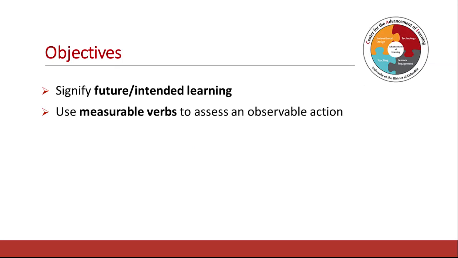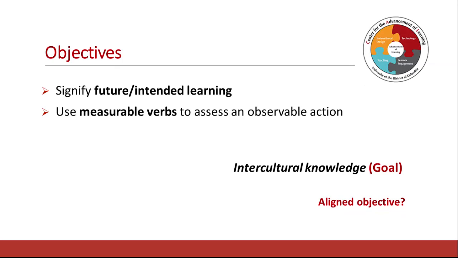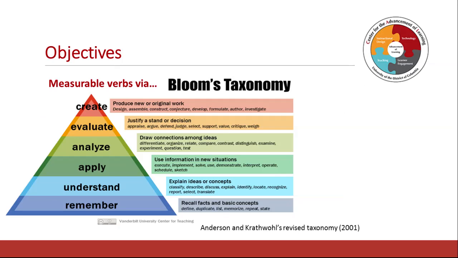Let's now turn to objectives, which are more specific than goals, but not quite as specific as outcomes. Objectives signify intended learning in a course. So, if intercultural knowledge is one of our goals, we will want to create an aligned objective that describes a learner's future performance in the course. And we will need to use a measurable verb to observe and assess the learning that will be taking place. As demonstrated in this image from Vanderbilt Center for Teaching, Bloom's taxonomy is a solid source for measurable verbs.